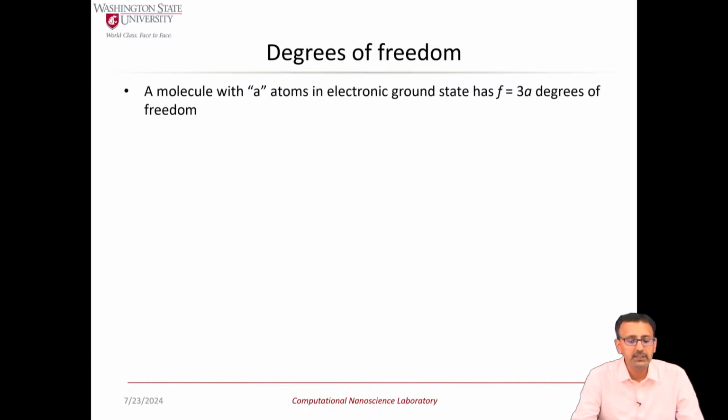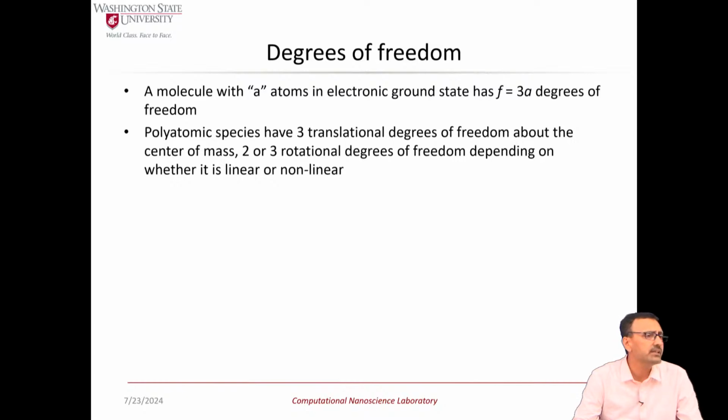Fundamentally, if you have a molecule or an atom, it has certain degrees of freedom. Okay? So, if that atom is in electronic ground state, a molecule with a number of atoms, as it says here, has 3 times a degrees of freedom. It is not very difficult to understand if you just think of an argon atom. What it does, it just has the kinetic energy, it is moving around, right, with velocities in the x, y and z directions basically, which are its 3 translational degrees of freedom.